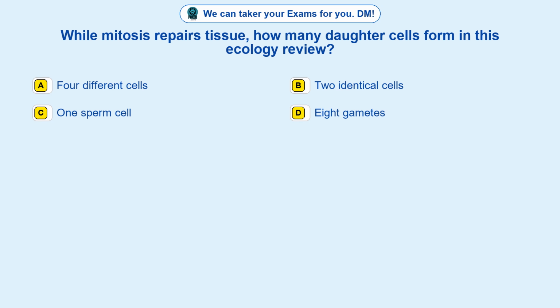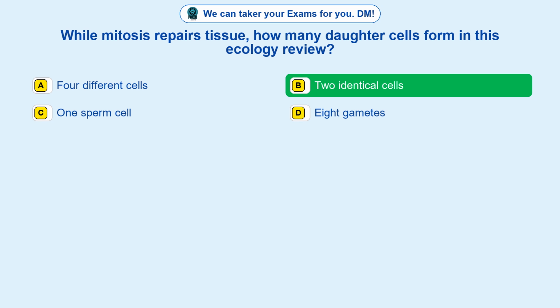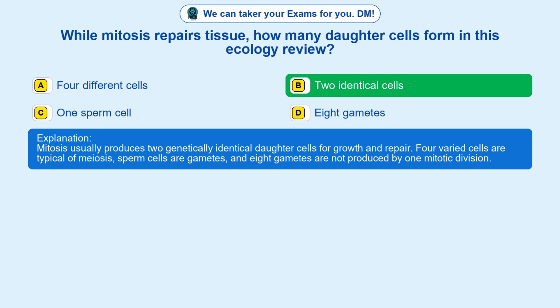Question 24. While mitosis repairs tissue, how many daughter cells form in this ecology review? Option A, 4 different cells. Option B, 2 identical cells. Option C, 1 sperm cell. Option D, 8 gametes. The correct answer is option B, 2 identical cells. Mitosis usually produces 2 genetically identical daughter cells for growth and repair. 4 varied cells are typical of meiosis, sperm cells are gametes, and 8 gametes are not produced by one mitotic division.